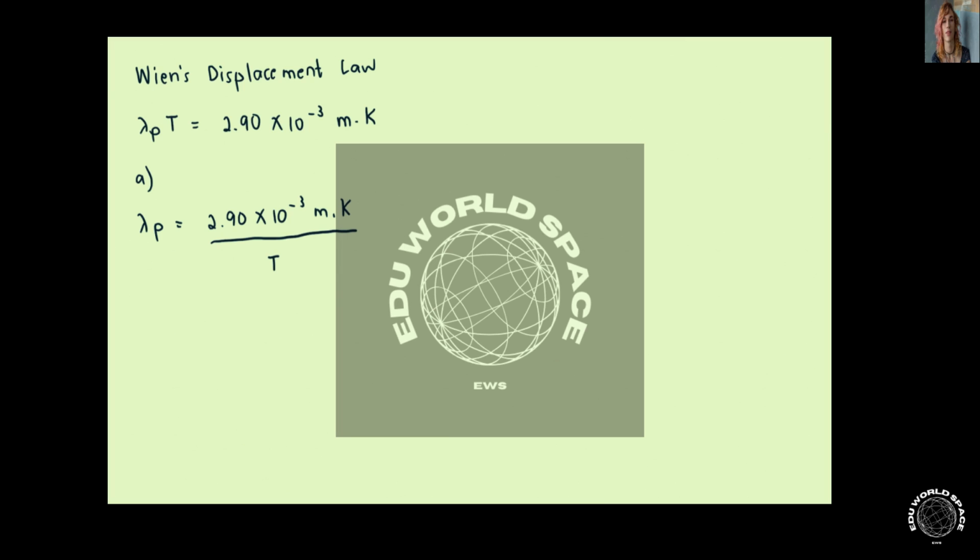So our first substance is ice at 0 degrees Celsius. Take note that the temperature should be in Kelvin for consistency of units. So 0 degrees Celsius should be 273 Kelvin in our calculation. Substituting the given, 2.90 times 10 raised to negative 3 meter Kelvin, all over 273 Kelvin. Kindly get your calculators and input this one. You will see that this will give us 1.06 times 10 raised to negative 5 meter.